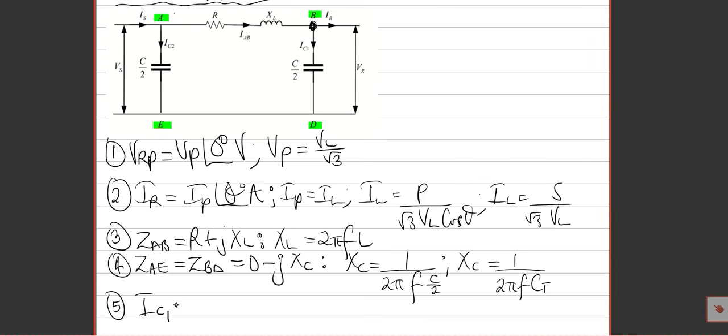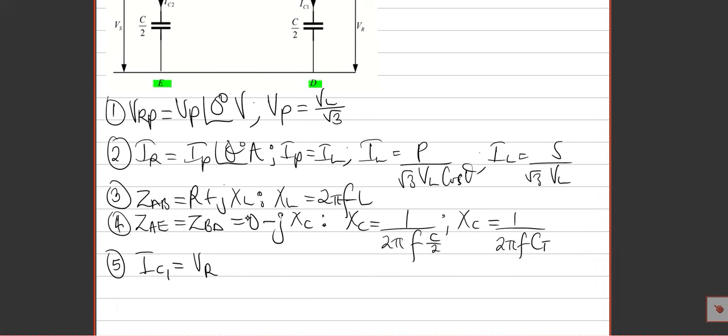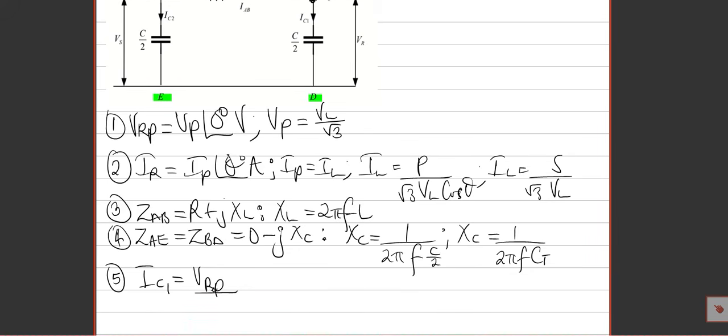Let's go. IC1 equals our VR phase, the voltage just in front of it, divided by the impedance that current is passing through. So this is VR phase divided by our impedance, which is ZBD.